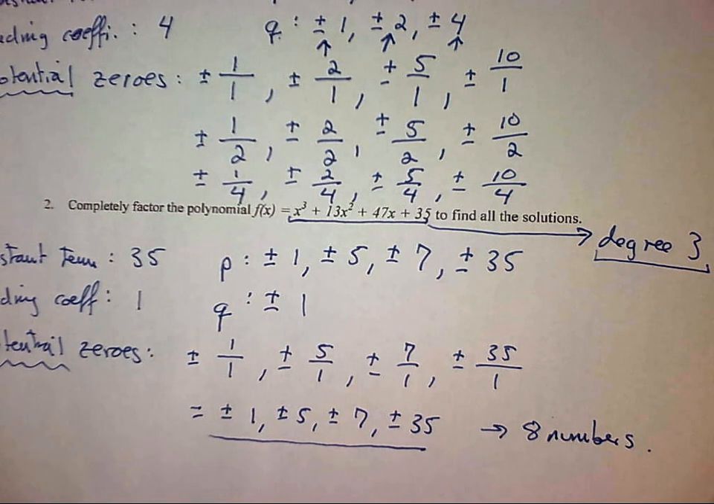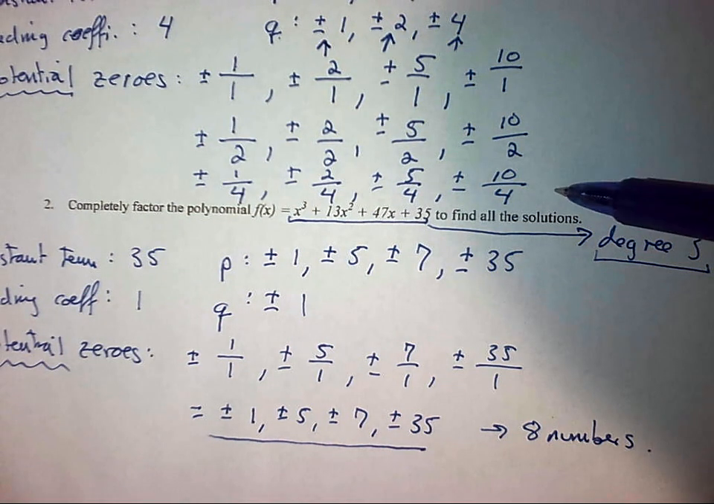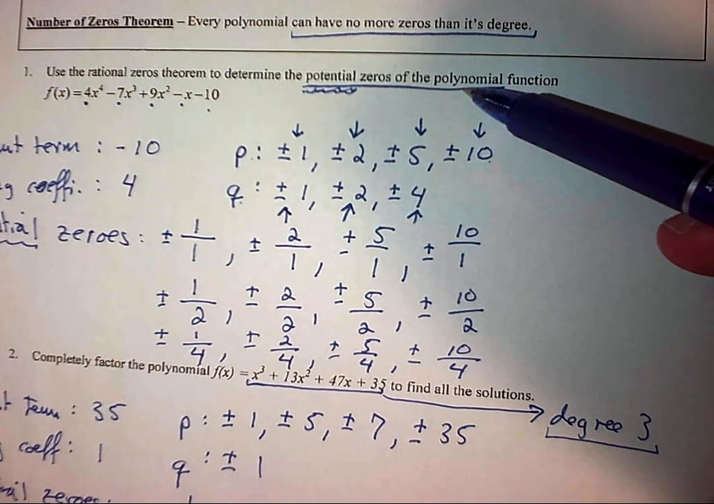All right. So now we've basically done what we did up here in the previous problem, but the previous problem asked us to just identify potential zeros.